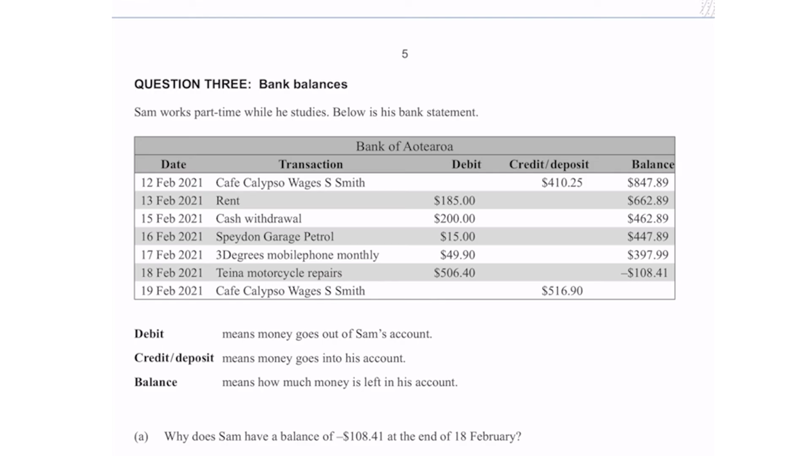All right, let's look at question 3. We're looking at bank balances. Sam works part-time while he studies. Below is his bank statement. So debit means that money goes out of his account. Credit means money's going in, and balance shows how much is in his account.